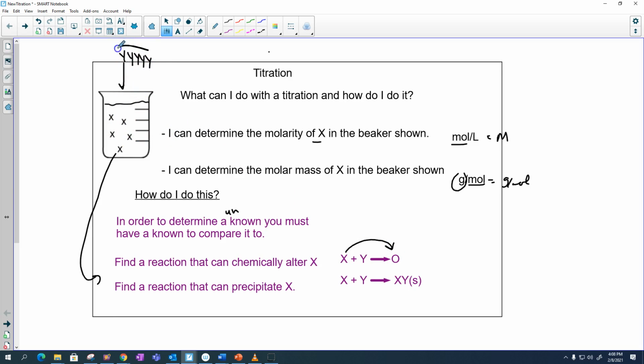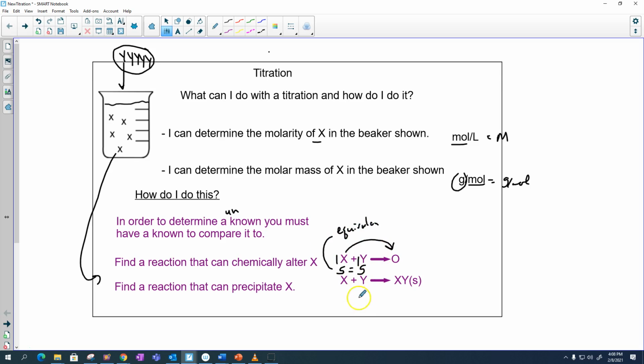And if I know the quantity of X's, the quantity of Y's I add relative to how many X's I had here, and I know that they react in a 1-to-1 ratio, then I know that if I used 5 Y's, I also had 5 X's. This, of course, we're calling the equivalence point.